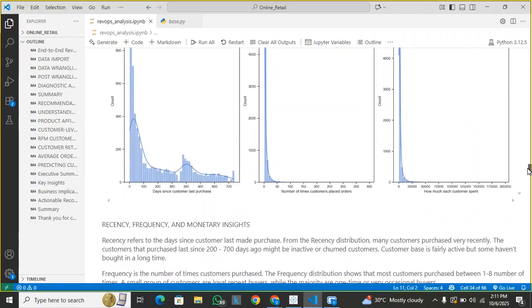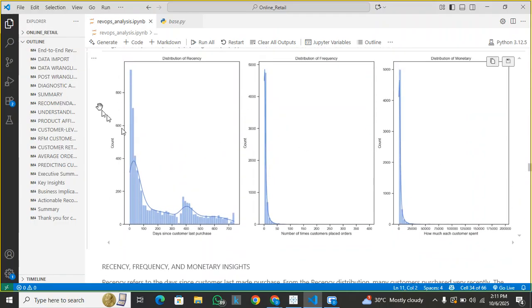So this is a distribution of RFM, and you see that for recency, most customers purchased recently, right? Most customers purchased recently, but other customers have not purchased in a long time. Imagine for 400 days we have up to 200 customers that have not purchased, and so on. And customers that have not purchased for 100 days and above are most likely inactive, churned, or inconsistent buyers.